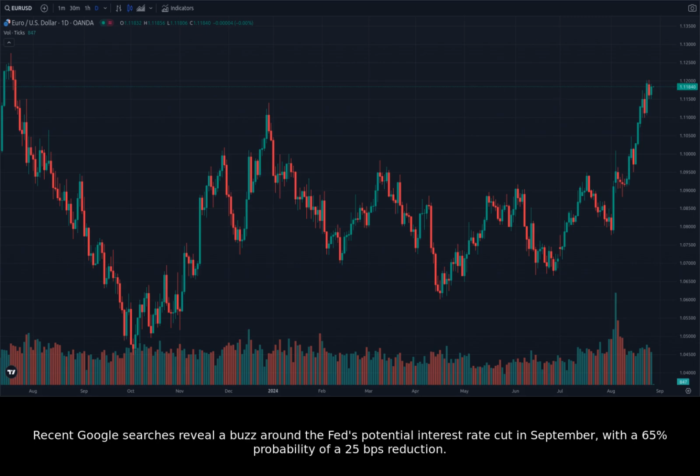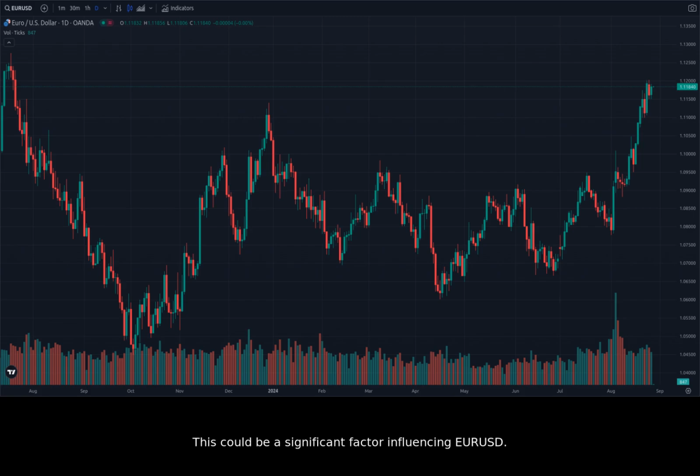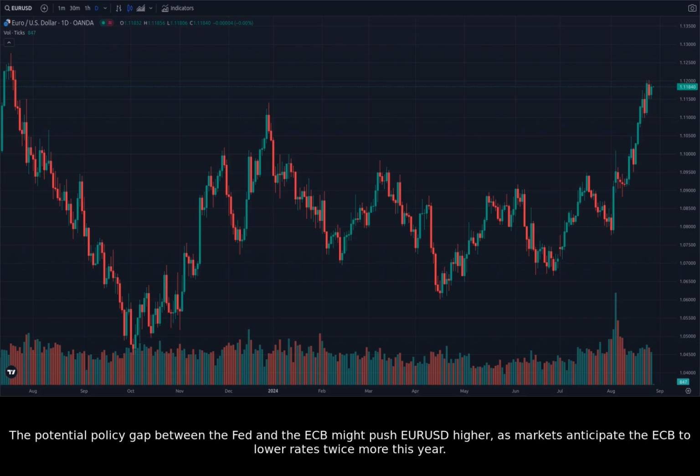Recent Google searches reveal a buzz around the Fed's potential interest rate cut in September, with a 65% probability of a 25 bps reduction. This could be a significant factor influencing EURUSD. The European Central Bank, ECB, is also expected to lower rates gradually if inflation continues to decline. The potential policy gap between the Fed and the ECB might push EURUSD higher, as markets anticipate the ECB to lower rates twice more this year.